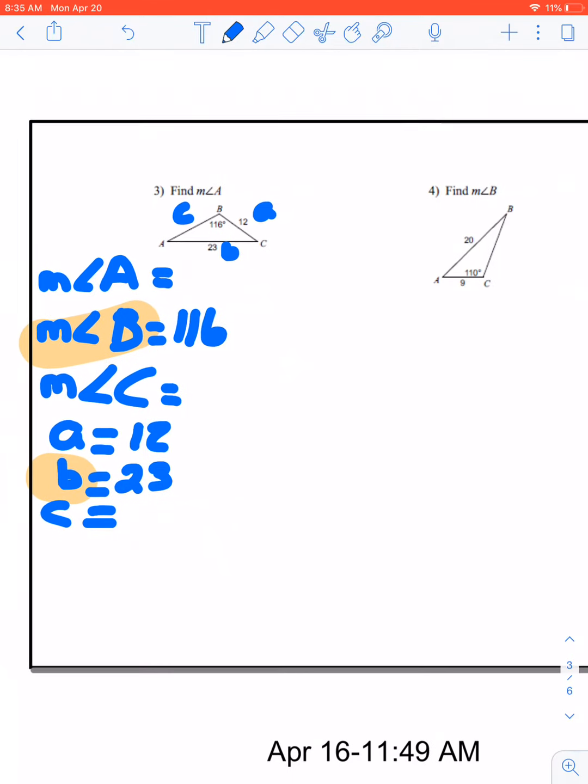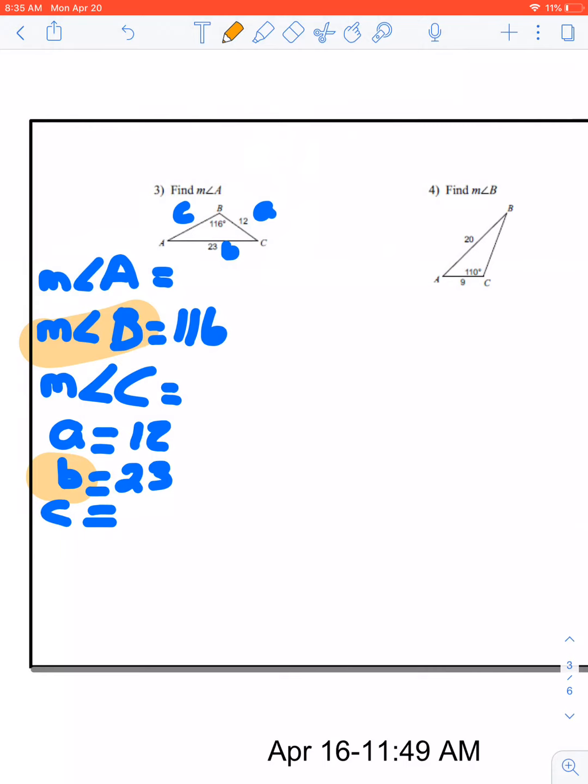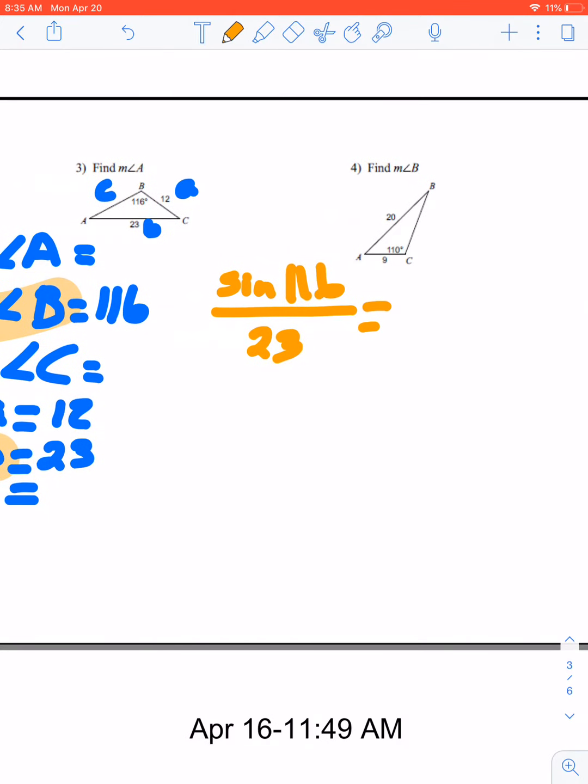So let's do it. Let's get started. So I have sine of 116 over side B, 23, equals sine, I don't know angle A, but I know side A is 12. I also know that none of my side lengths should be bigger than 23 because my longest side length is always across from my longest angle measurement.